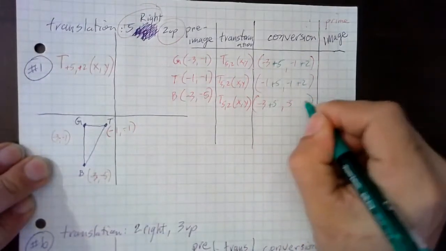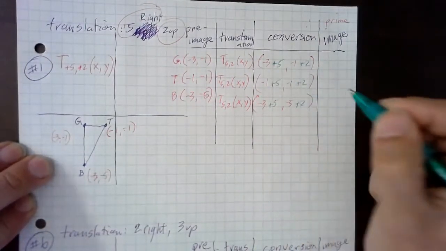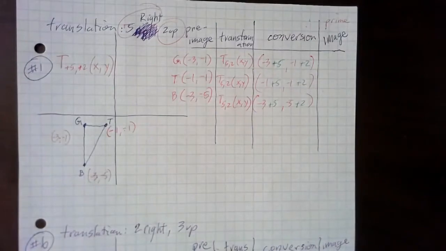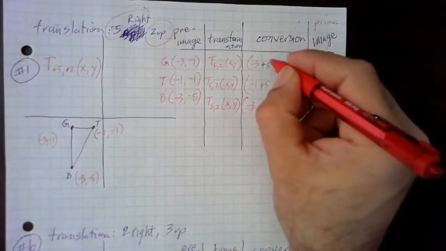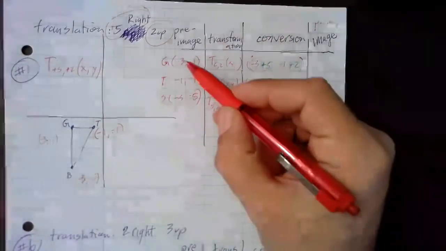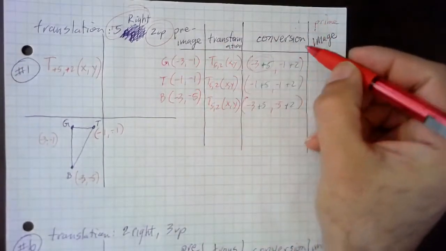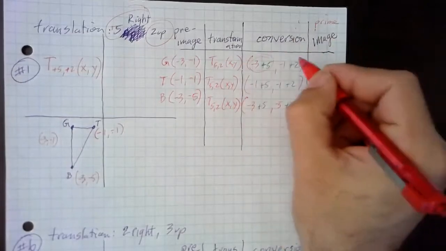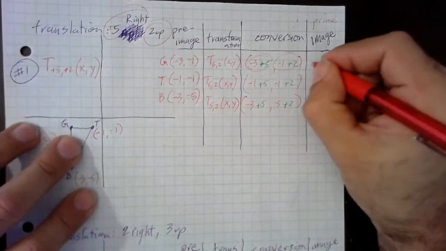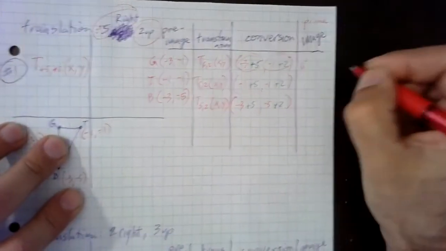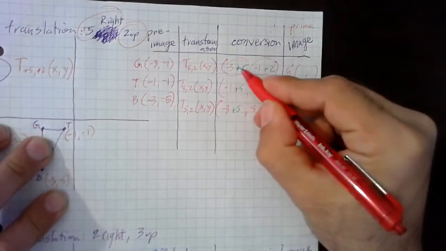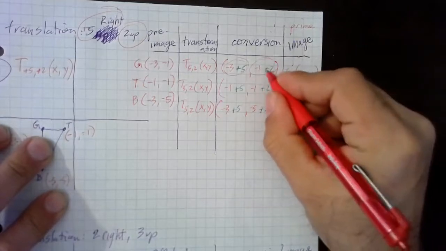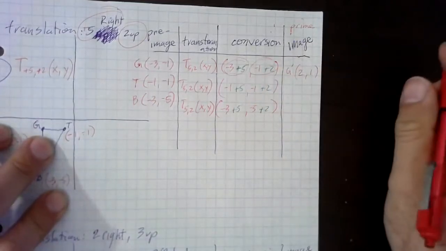So I'm just going to keep doing this. And now all we have to do is combine our values here. -3 plus 5 for X. We're taking the X value, we're adding 5. We have -1 for Y, and we're adding 2 to that. So our G prime, this is the final answer, and we put the little prime symbol there. G prime is going to be -3 plus 5 is 2, -1 plus 2 is 1. And there we have G prime.